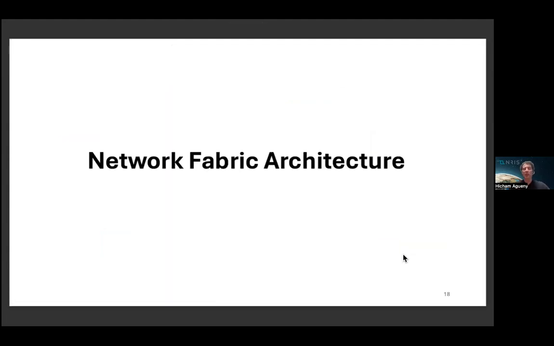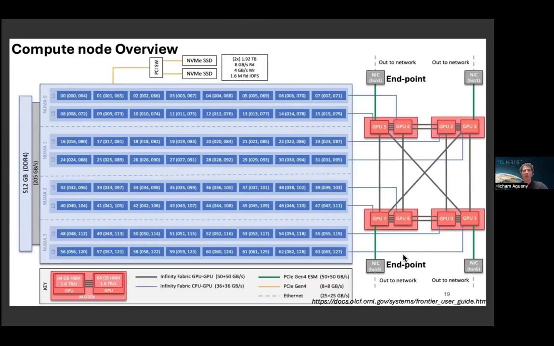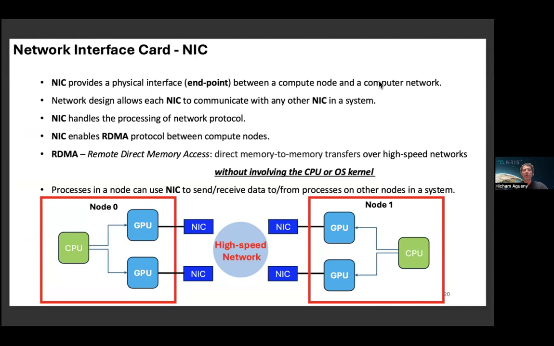Let's now dive a little bit into the architecture of the network fabric. I want to go back to this picture just to mention the network interface cards, which are the endpoint of each compute node. This is the point where a compute node can connect to another compute node. So let's talk a little bit about the network interface card. A network interface card provides a physical interface between the compute node and the computer network.